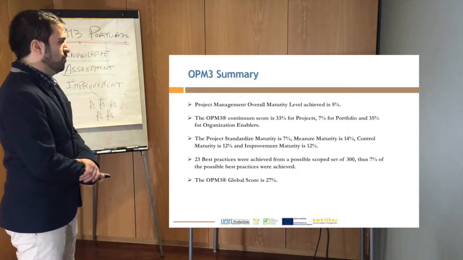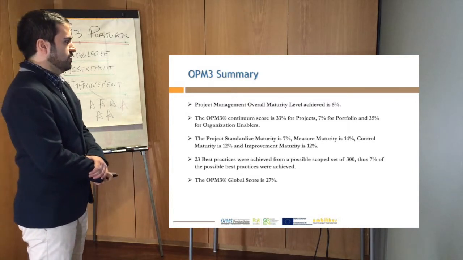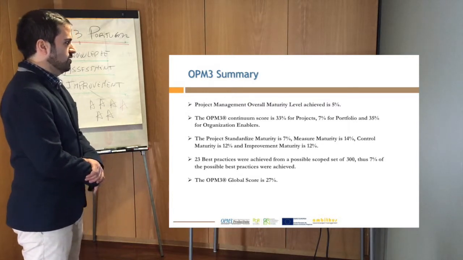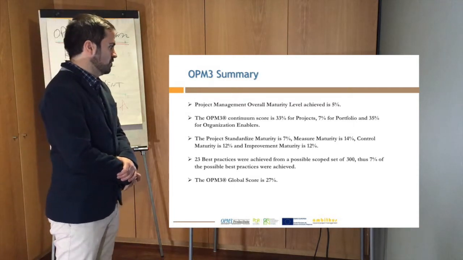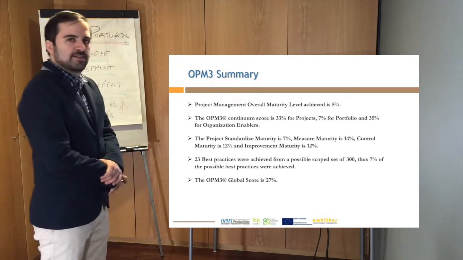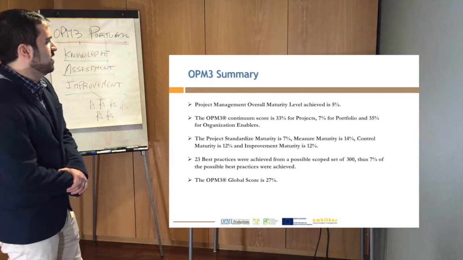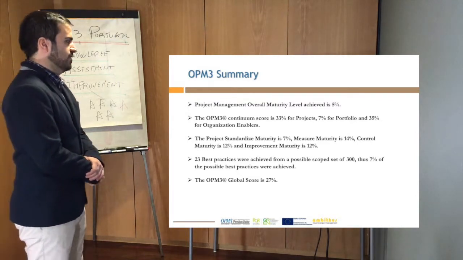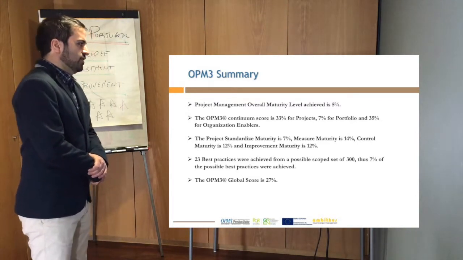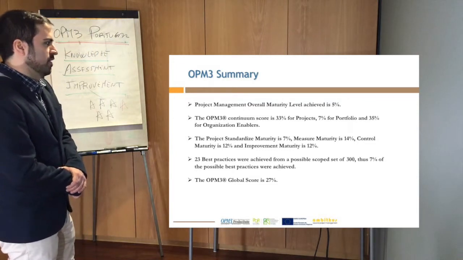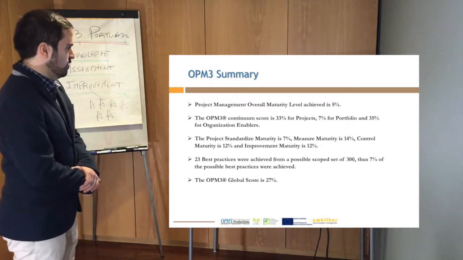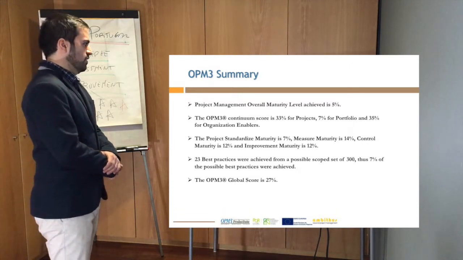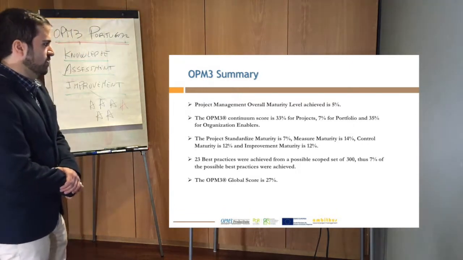Moving on, the OPM3 continuous score is 33% for the projects, 7% for the portfolio, and 35% for the organization enablers. Respectively for project management, we got 7% for the standardized, 14% for the measure, higher than the standardized, 12% for the control, and 12% as well for the improvement maturity.